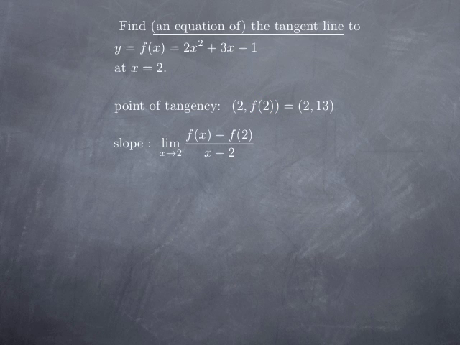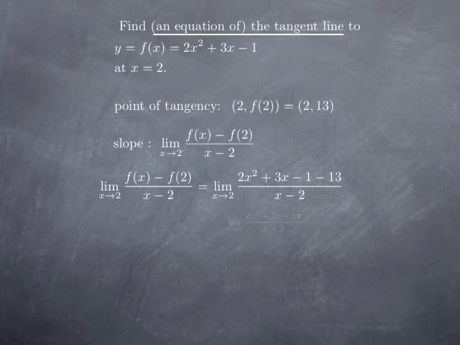The slope, as we have seen in the very first video, is going to be given by the limit, as x is approaching 2, of the difference quotient f of x minus f of 2 over x minus 2. Now we know how to calculate these kinds of limits. The limit of f of x minus f of 2 over x minus 2 can be obtained by simply substituting f of x and f of 2 by their values. So here is f of x, and here is f of 2.